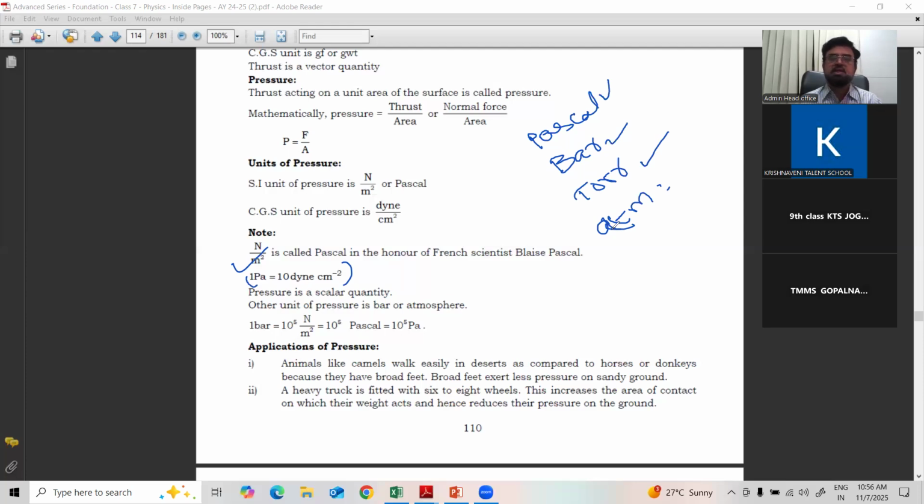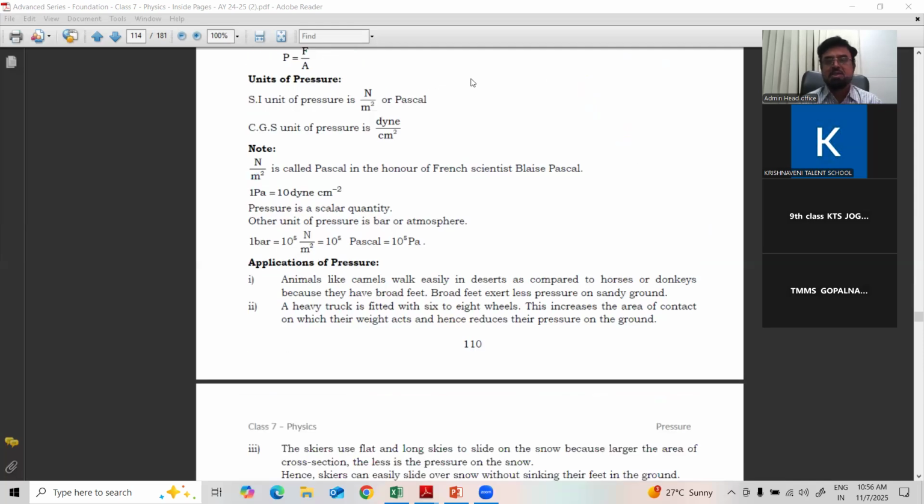Right? So pressure is thrust per unit area or force per unit area. It is measured in Newton per meter square or dyne per centimeter square or Pascal or bar. The relationship is also given: 1 bar is equal to how many Pascal, 1 Pascal is equal to how many bars. Conversion is also there.